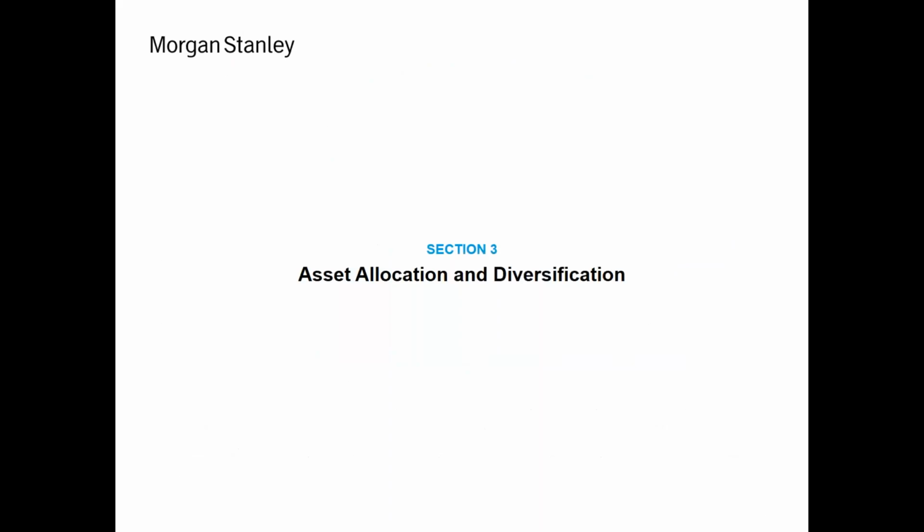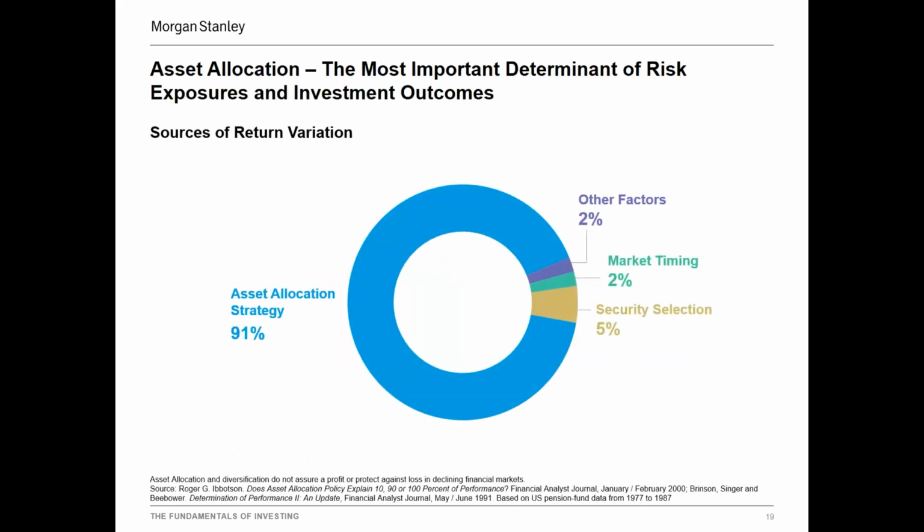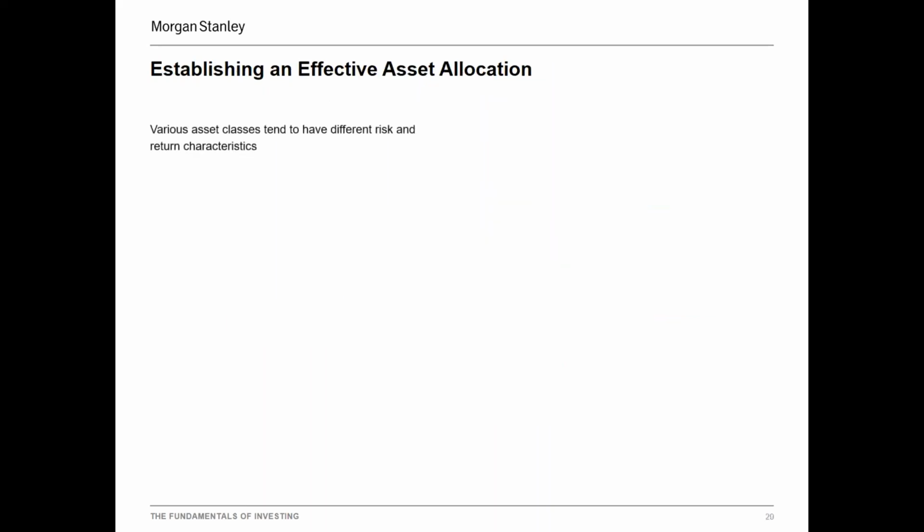So now let's talk about asset allocation and portfolio diversification. Asset allocation is the most important determinant of risk exposure and investment outcomes. Asset allocation is the process of combining different asset classes in your portfolio in varying proportions. And studies have shown that how you allocate your assets is the more important decision to make than what securities you actually will invest in.